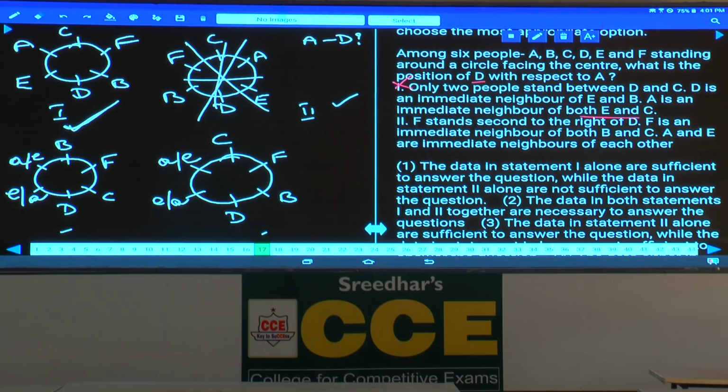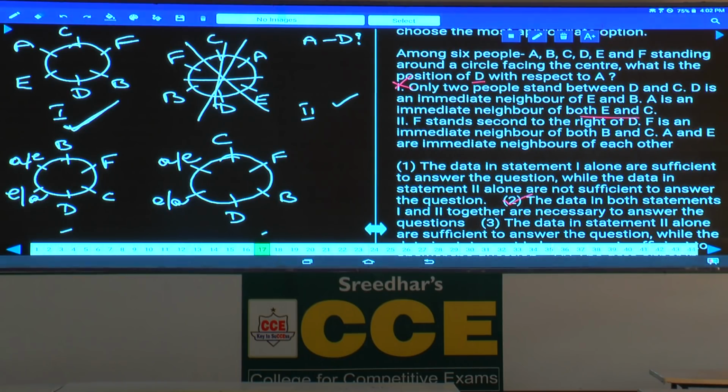Then what is the position of D with respect to A? Second right. Am I getting the answer or not? Finally, I was left with only one case. Hence, D is second to the right of A. Hence, what is your answer here? Both the statements are required. Then choice 2 is the answer.